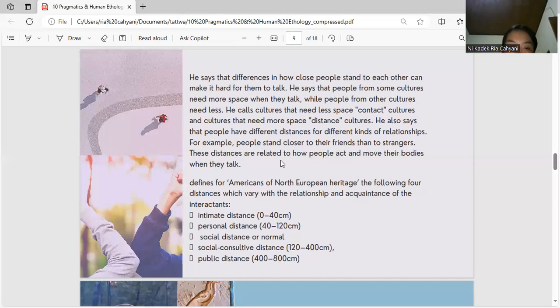The first one is intimate distance, starting from 0 until 40 centimeters. The second one is personal distance, starting from 40 until 120 centimeters. Then social or normal consultative distance starts from 120 until 400 centimeters, and then public distance starts from 400 until 800 centimeters.